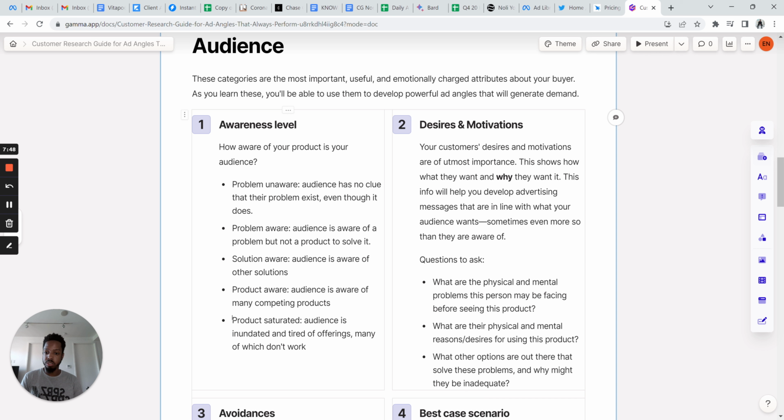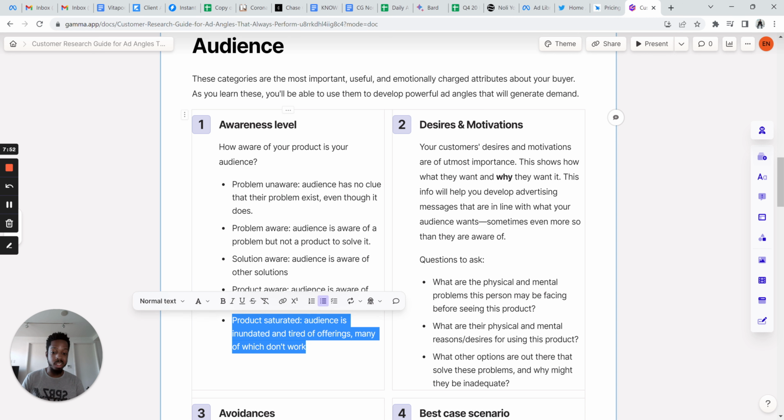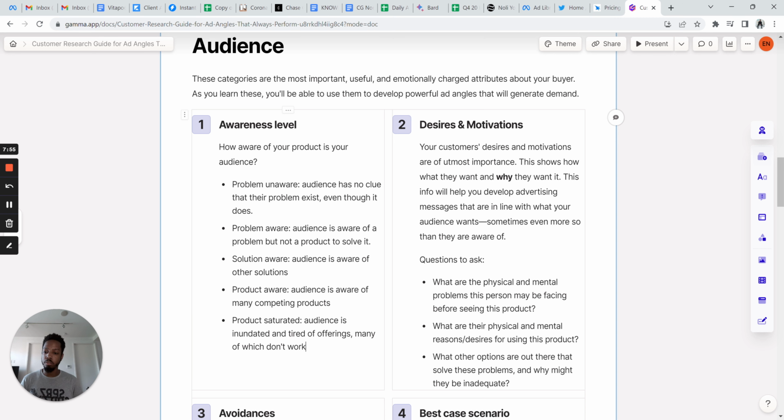This can also be seen as a skincare market. But this is when the audience is inundated and tired of offerings, right? Many of which don't work. So this is when people have tried a million things, maybe like weight loss, right? People have tried a million different products. It's been a hype industry for years, decades perhaps, and people have almost given up on having a go-to product that'll work. And you're trying to break into that tired market once again.